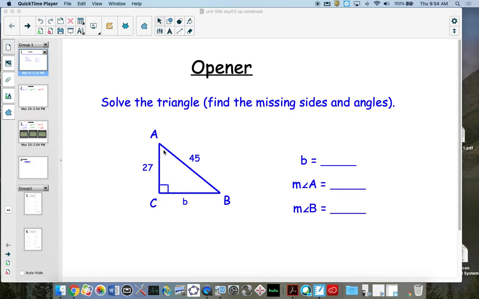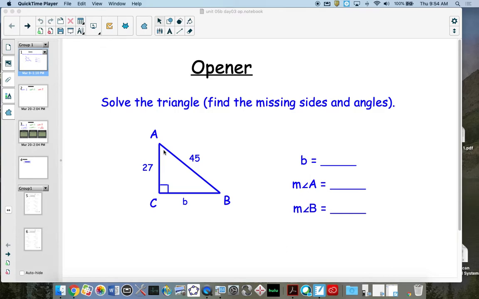Okay, today we're just going to build on what we have learned already. So I have an opener for you. I'd recommend that you hit pause in a second, try and work it out, and then hit play and see how you did. So we want to solve this triangle.